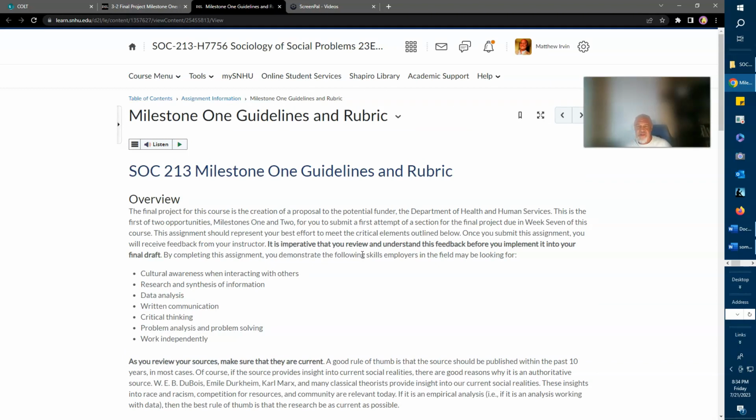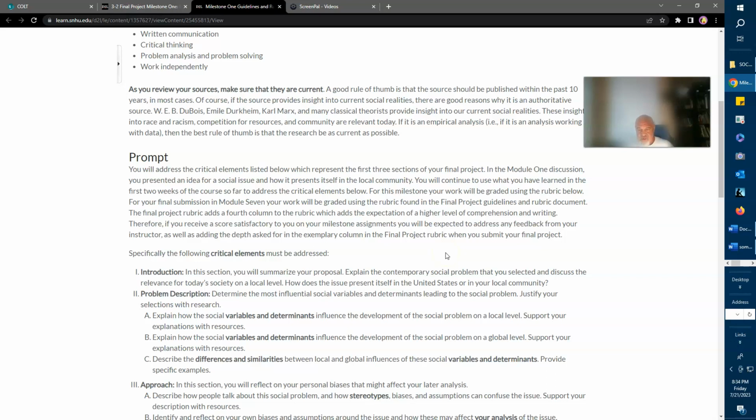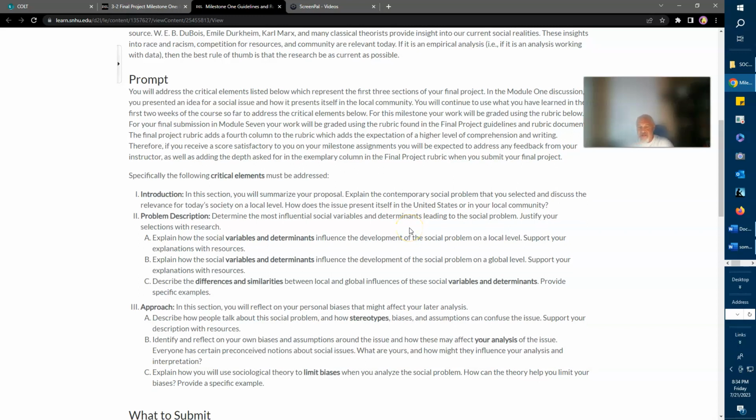So this is supposed to be a final project. It's supposed to try to address a social problem, okay? And this works up into your final paper, okay? So basically, here are the critical elements that I look for. Some people did fine work, okay? You summarize your potential, you describe the problem. Variable and determinant, really a determinant is merely another word for an independent variable, okay?